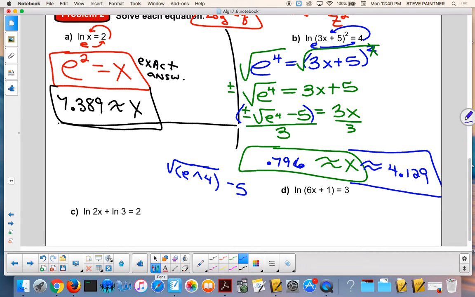Negative. Oh, negative. Hey guys, how would you know you're right? Plug it in. So because we're disagreeing with this one, we should plug this in. What is the natural log of (3 times negative 4.129 plus 5) squared? Did you get 4? Yeah, I would punch it in, and I would try to get as close to 4 as I can.